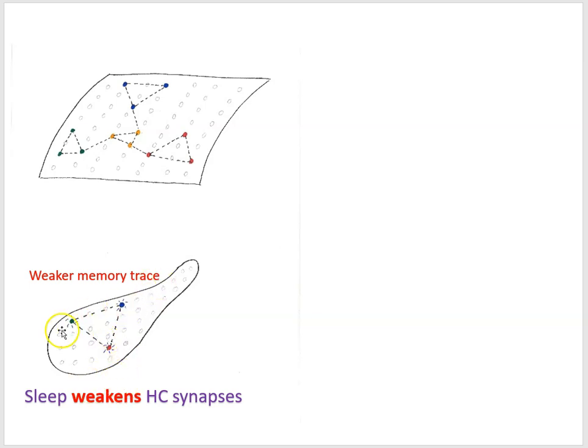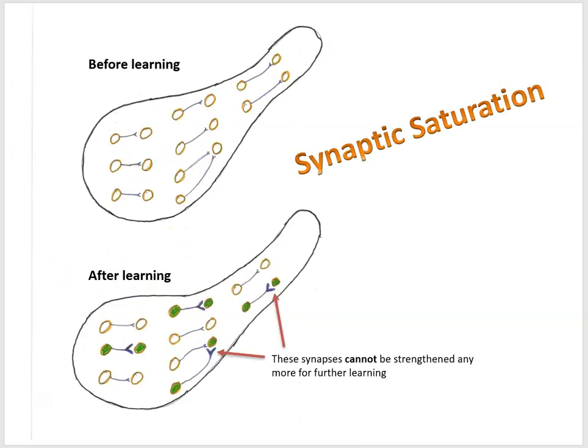In fact, lots of the hippocampal synapses are weakened, and this is an important process. This is preparing the hippocampus for new learning. Now, system consolidation strengthened the cortical memory traces, but on the flip side, the hippocampal memory traces have been weakened. And we saw an explanation for this in the concept of synaptic saturation.